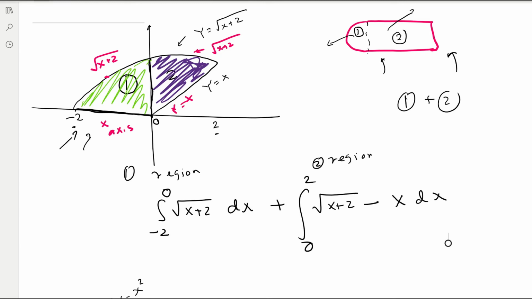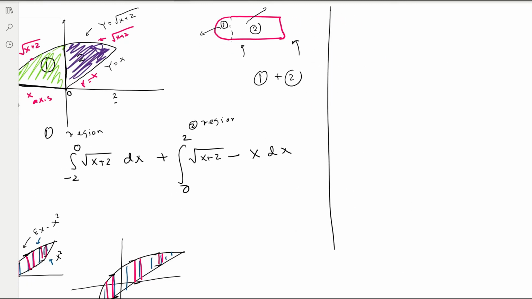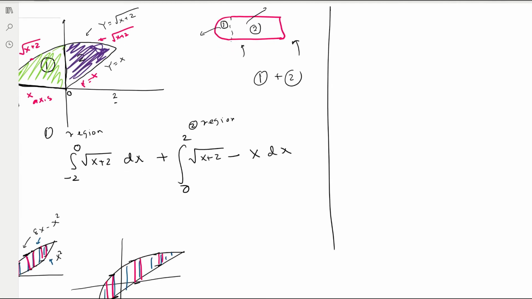Okay, now this is important. This is a little bit different from the problems that we solved in the last two videos. The problems that we solved in the last two videos were very simple problems. So now let's go ahead and integrate these two. So square root x plus 2, I'm going to write it as x plus 2 to the half, plus 0 to 2 here, x plus 2 to the half minus x.